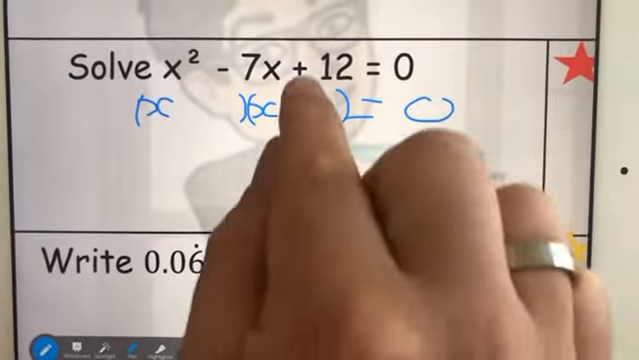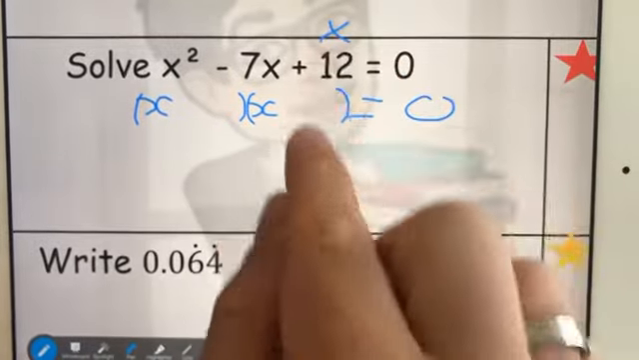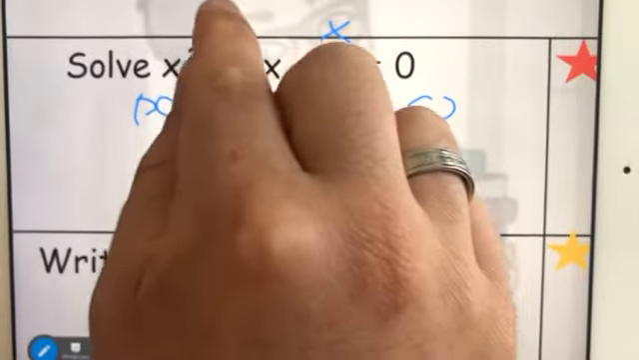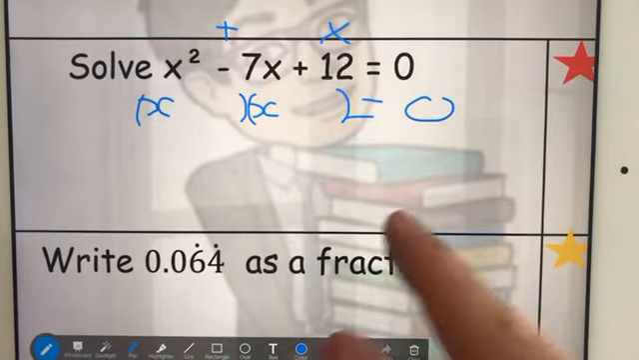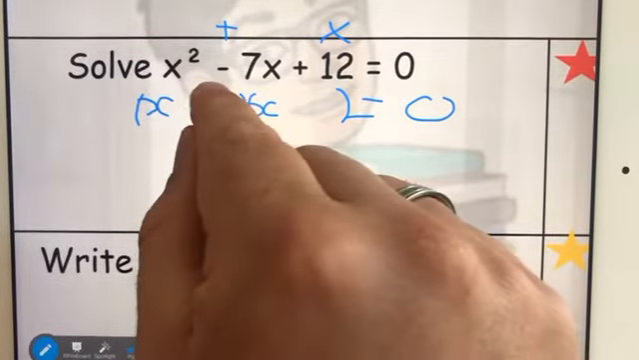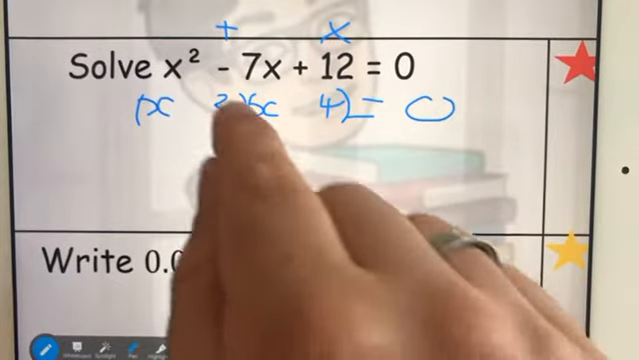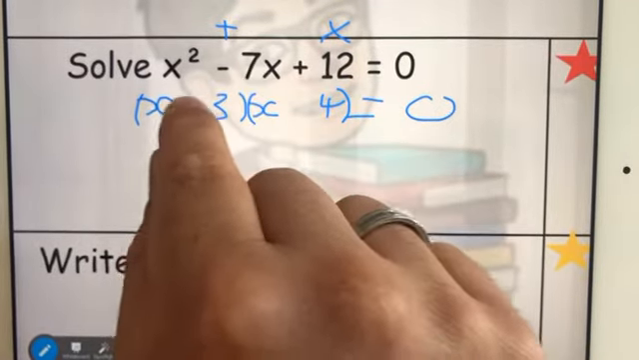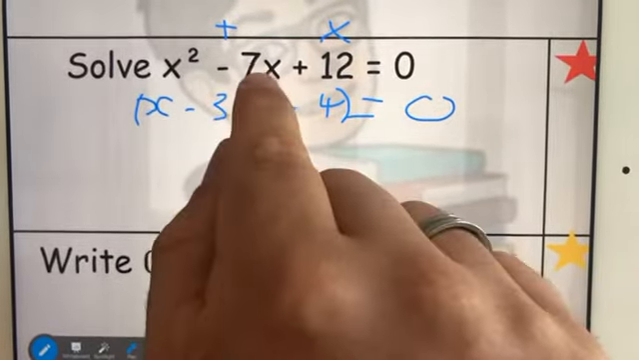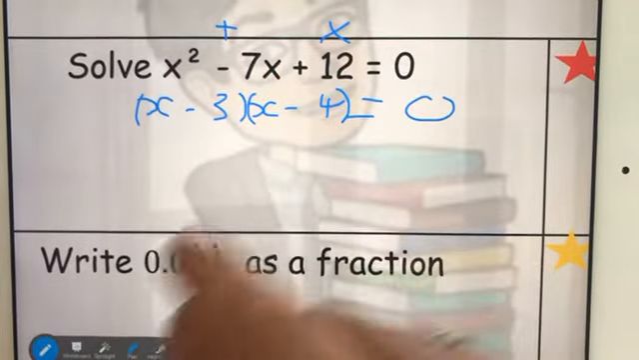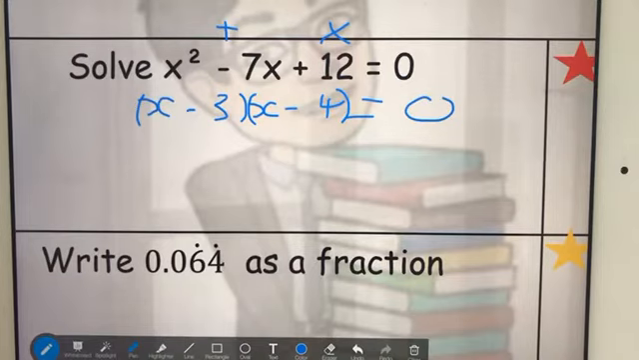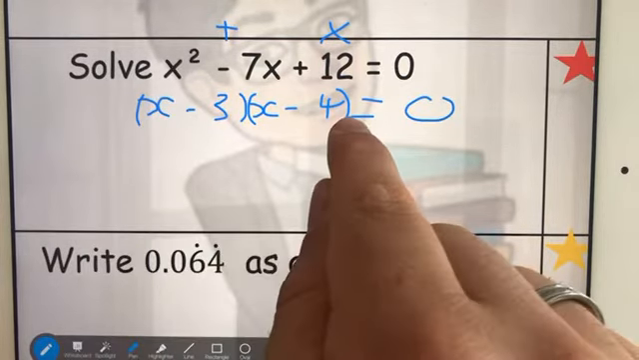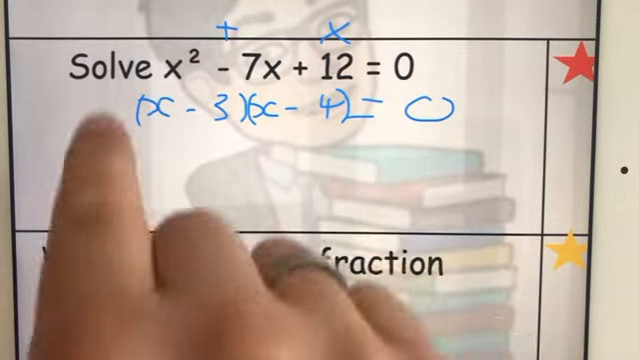It's to do with the numbers at the top, so it's either going to be times to make 12, add to make -7. If they're adding to make 7, obviously it's got to be a combination of 3 and 4. They're both going to be negative if it gives -7, because -3 and -4 add to make -7, and -3 and -4, two negatives, times to make a positive 12. So my answer is x minus 3, x minus 4. That's my bracket, that's it factorised.